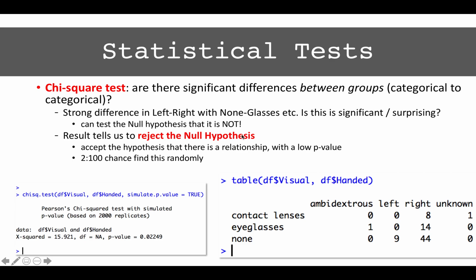That tells us to reject the null hypothesis again, and to accept the hypothesis that there is a relationship between handedness and the need for glasses or contact lenses. Now this time the p-value is higher than before, and it says that this is a relationship that you'd only find twice in 100 randomly sampled data sets. So if you drew data randomly 100 times, you'd only find this relationship twice out of those 100 samples.